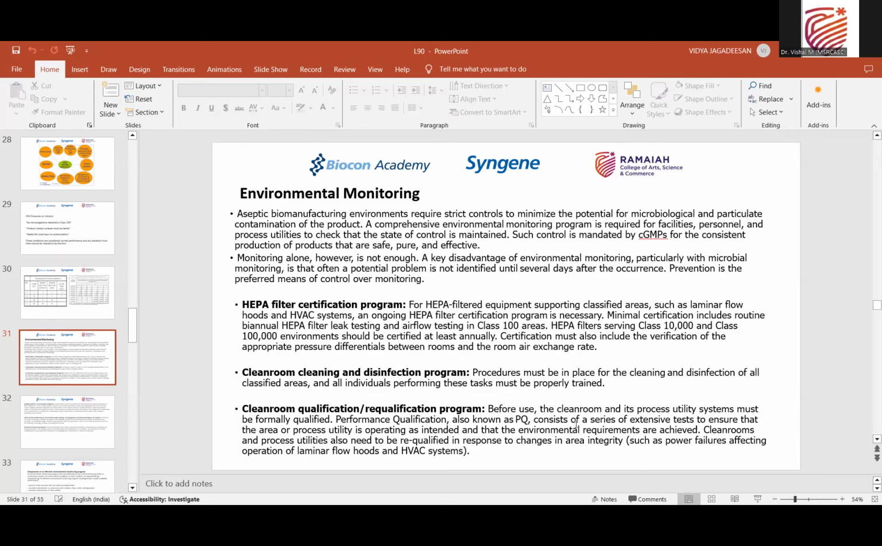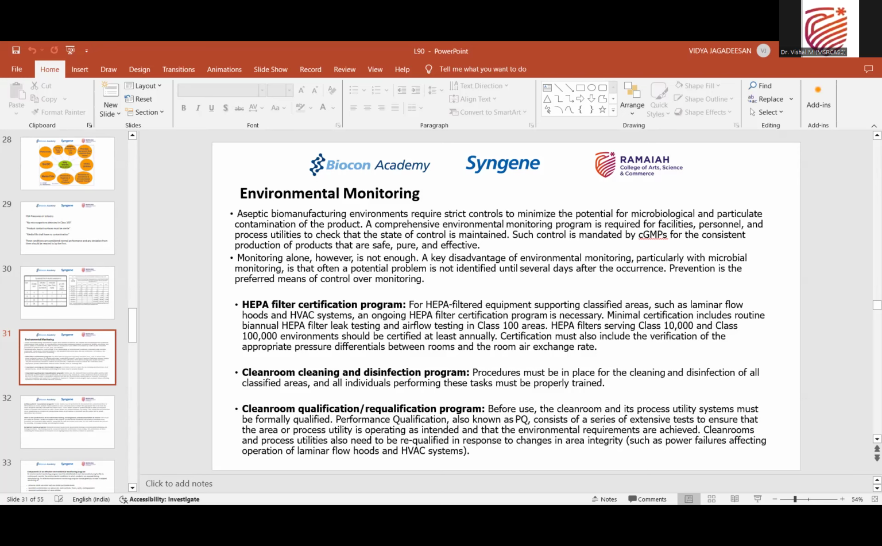One thing is by using filters. Whatever equipment you're using, it can be a laminar airflow, you can use an HVAC system, or any ongoing HEPA filter program. If you're in a room, when it is a sterile room, you have HEPA filters also, right? All these HEPA filters, you need to check if there is any kind of leakage in the filtration process. So you need to perform an airflow test. Whatever air is coming out of the HEPA filter, you need to check that.